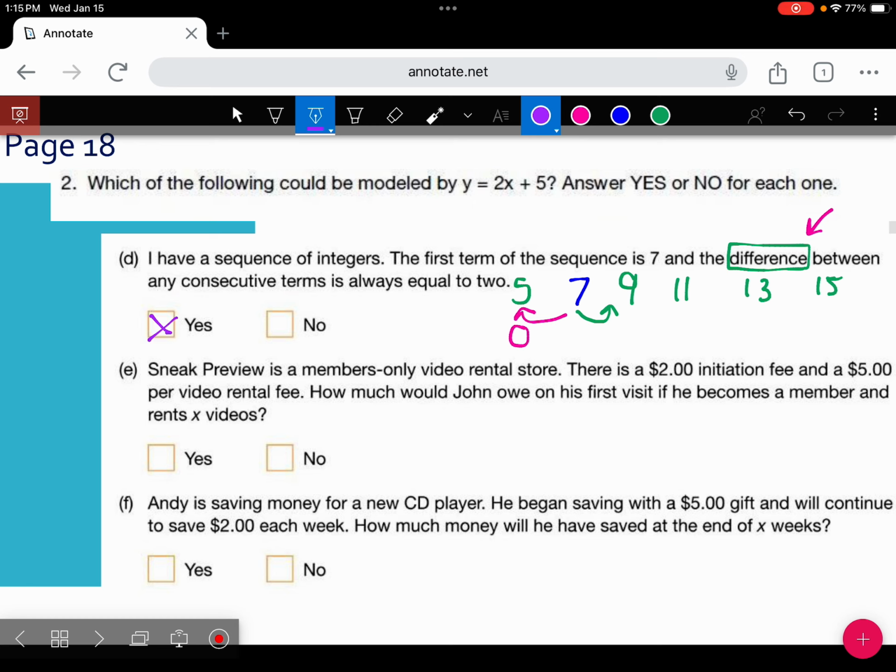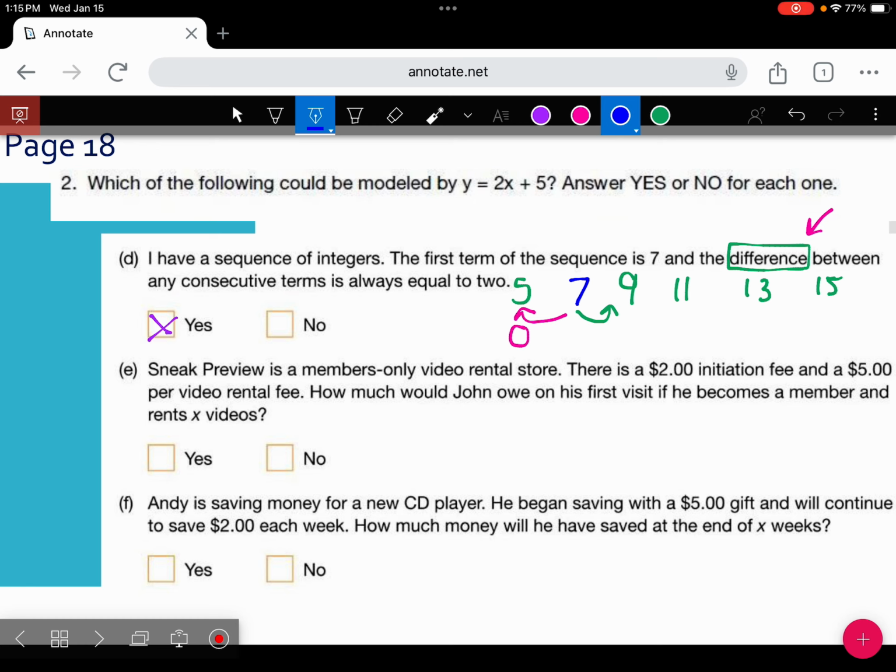All right, what about E? What do we think? Sneak preview is a members only video rental store. There's a $2 fee to start, and then $5 per video. No. I'm with you. What would the equation be for this one? 2x minus 5. No.